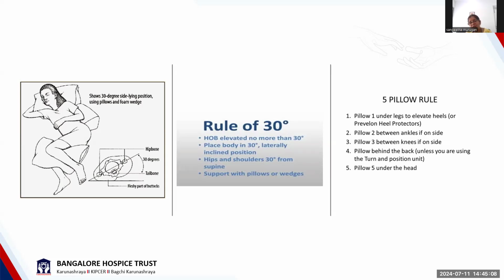There is something called the 5-pillow rule. The 5-pillow rule means you have to put 5 pillows when the patient has pressure ulcers. One pillow under the leg, one between the ankles, one between the knees, one at the back, and one at the head. So whenever the patient changes position, you can change the pillows also. So this is called the 5-pillow rule. Remember the rule of 30 and remember the 5-pillow rule.